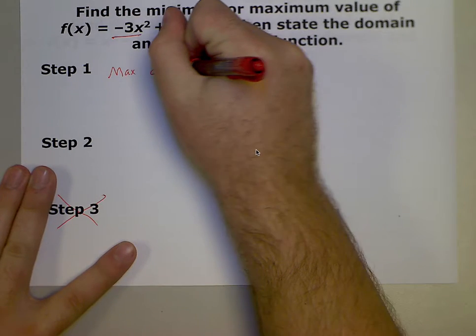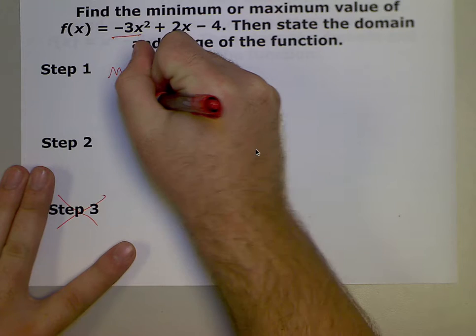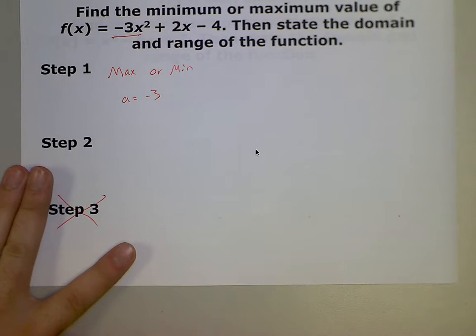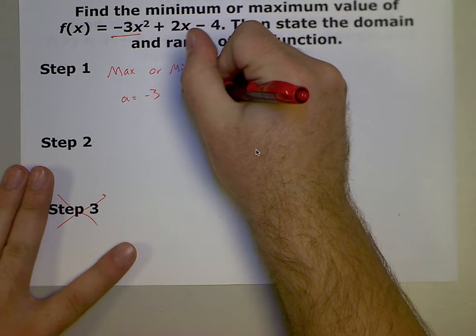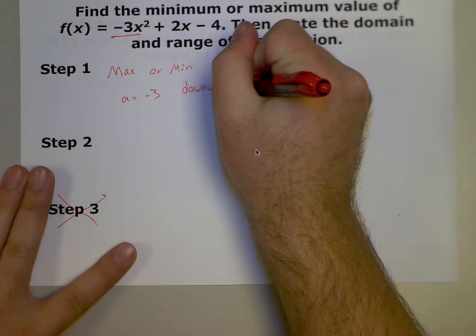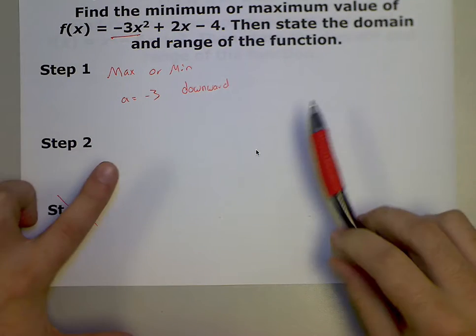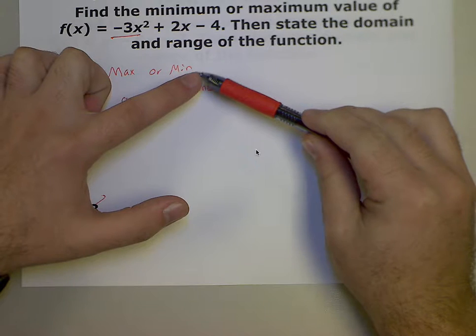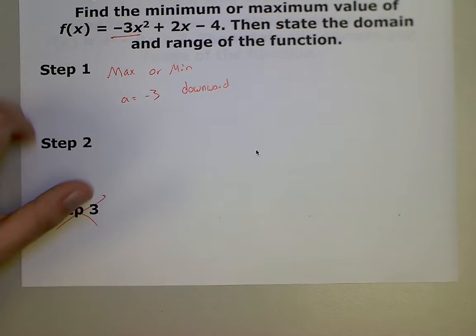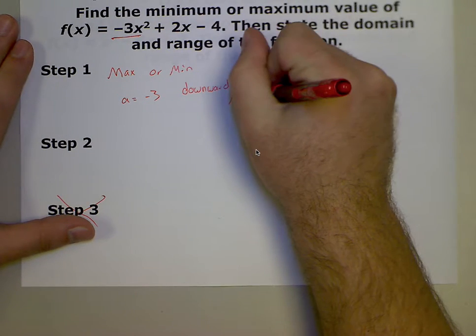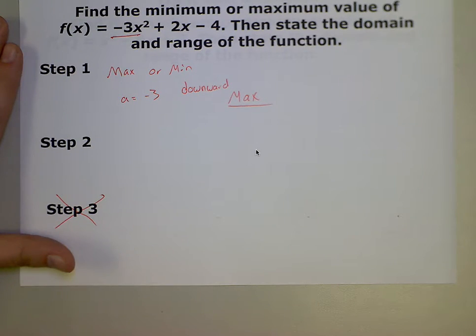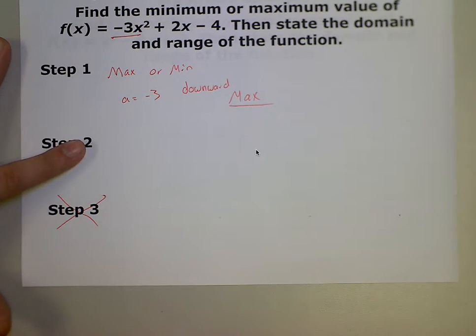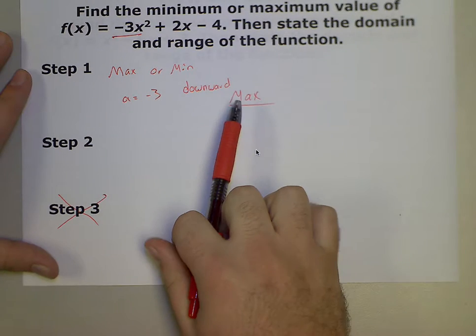So I'm trying to decide, do I have a max or a min? And I know that a is equal to -3. So that negative 3 tells me that I'm opening downward. If I'm opening downward, everything's going to come up to a point, and that point there is going to be my maximum. So I'm going to have a maximum here. And again, I'm going to start using max and min versus maximum and minimum, just so it's easier and quicker to say.